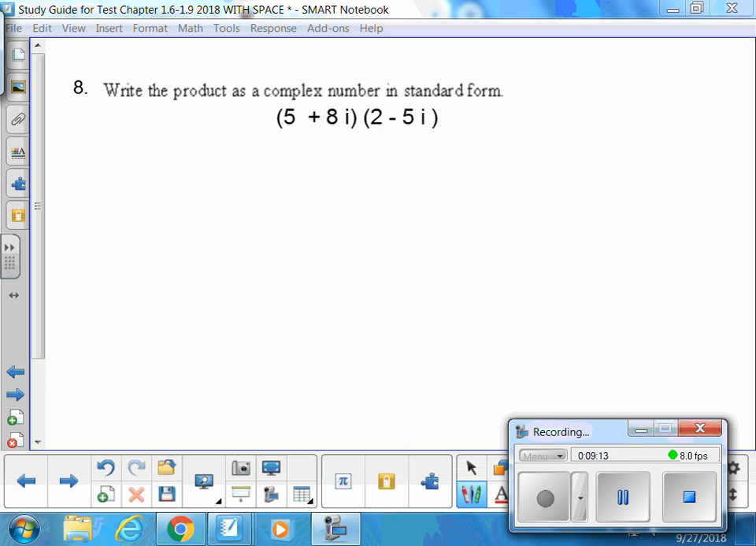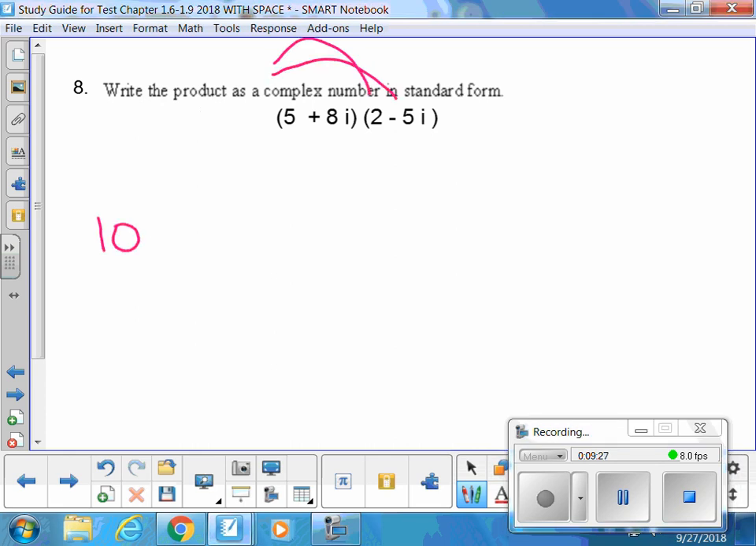All right, number 8 is next. So there's our foiling problem. Now, are these 2 conjugates? No. So, Aaron, we got to do full-out foil. They're not conjugates of one another. So 4 rainbows, everybody. Rainbow number 1 would be 10. Rainbow number 2, -25i. Rainbow number 3, a 16i, I think.